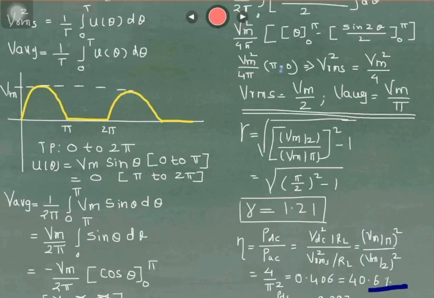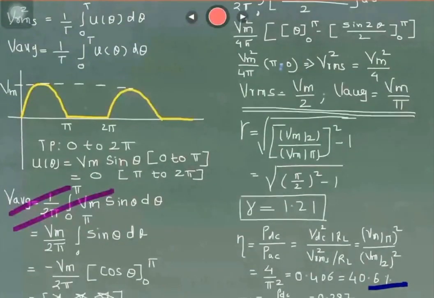You can see what I have written: the time period of the waveform is from 0 to 2 pi, and the waveform is only available up to this particular point, that is 0 to pi. So the equation for this waveform can be given as V average equals 1 upon 2 pi, integration from 0 to pi, Vm sin theta d theta.